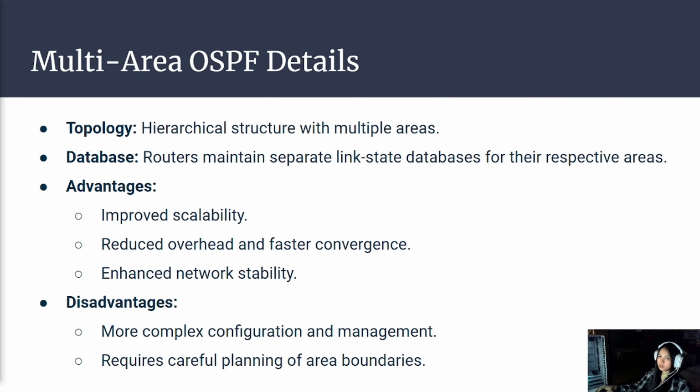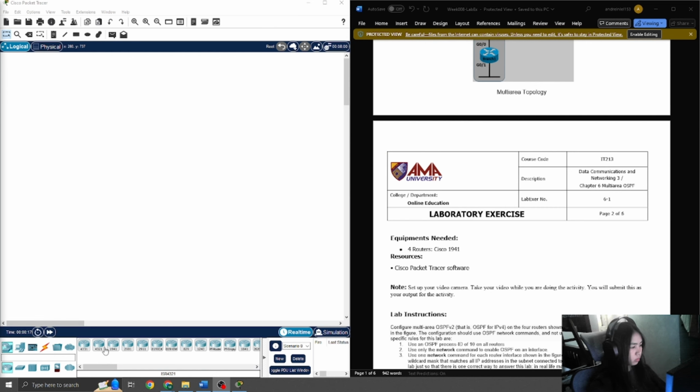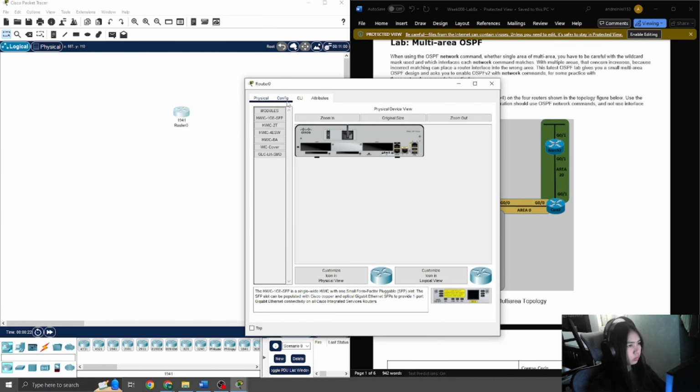In a multi-area OSPF topology, the network is organized hierarchically. With multiple areas, each router maintains a separate link state database for its respective area. The advantages of multi-area OSPF include improved scalability, reduced overhead, faster convergence, and enhanced network stability. However, this setup requires more complex configuration and management, along with careful planning of area boundaries to ensure optimal performance. And here's an example of multi-area OSPF done in Cisco Packet Tracer.